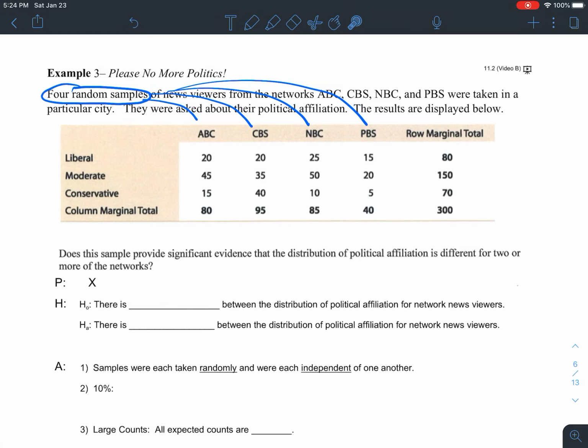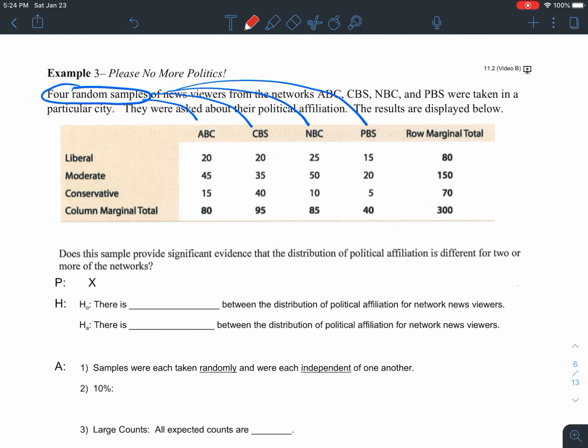You can see that the categorical variable that's being measured is basically what their political affiliation is, liberal, moderate, or conservative. We have our column totals here, our row totals here. The grand total is 300. Okay, we're just going to fill in a few things here. I have the template sort of set up for us here.